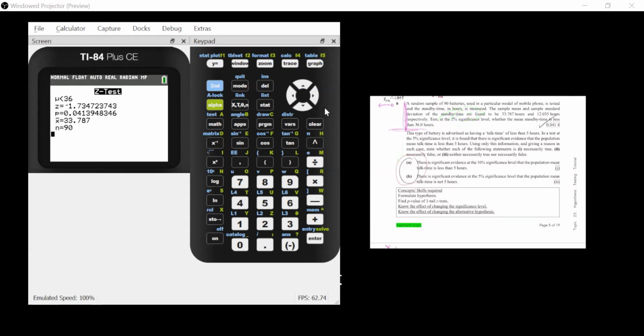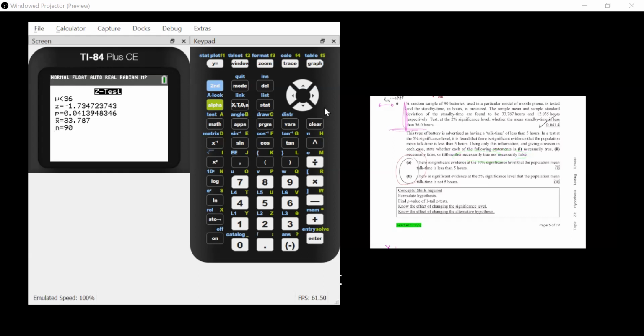Question 6. This type of battery is advertised as having a talk time of less than 5 hours. In a test at the 5% significance level, you found that there is significant evidence that the population mean talk time is actually less than 5 hours. Oh, so the claim in the advertisement was wrong. Using only this information and giving a reason in each case, state whether each of the following statements is necessarily true, necessarily false, or ambiguous.